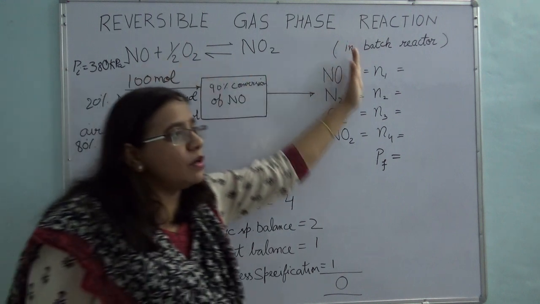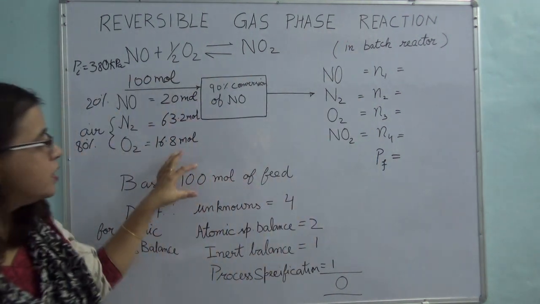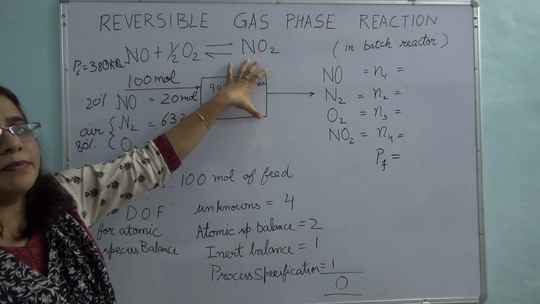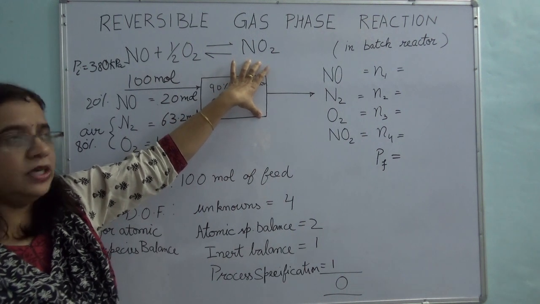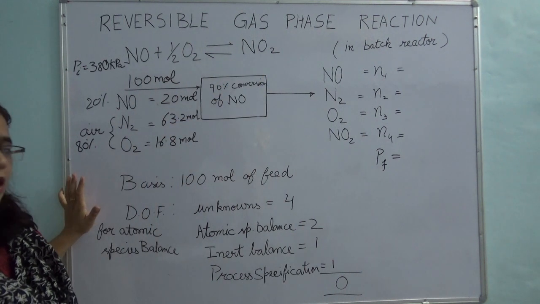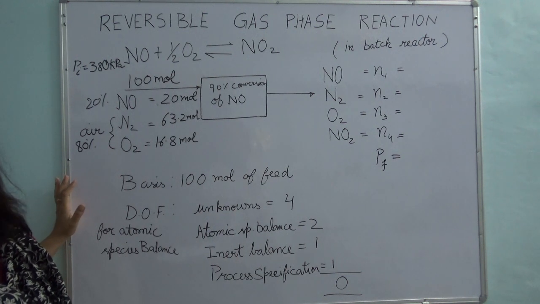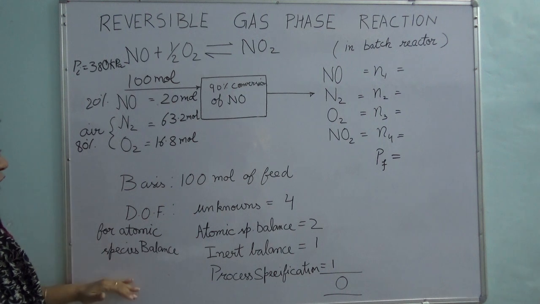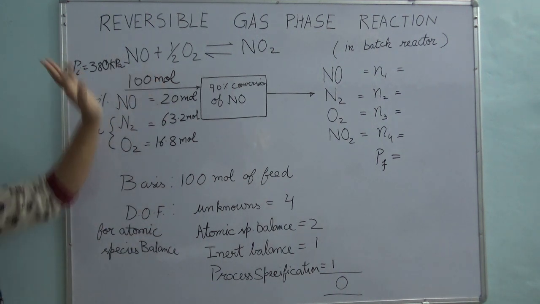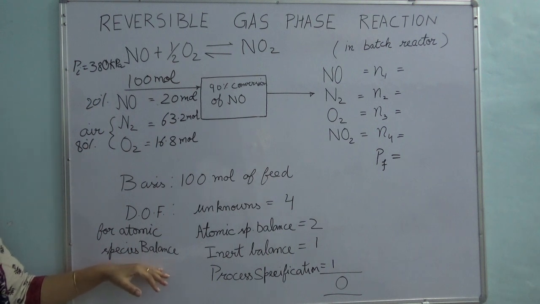Okay, I have to find out the outlet composition. I have chosen a basis already. I have already prepared a fully labeled flowchart. So let's start the problem. The third step which has always been there was to calculate first the degree of freedom. I am going to use atomic species balance for this problem because it involves a reaction. So I am going to first do degree of freedom analysis for atomic species balance.